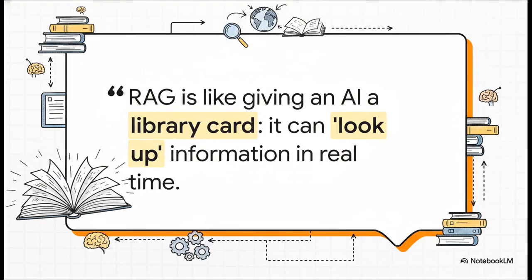Well, the answer lies in this really fascinating concept called retrieval augmented generation, or RAG for short. And this quote on the slide just nails it. RAG is like giving an AI a library card. It can do its own research on the fly, transforming it from a know-it-all into a brilliant researcher.